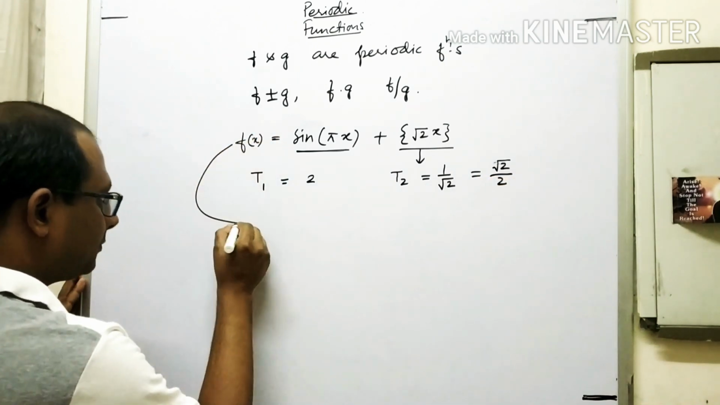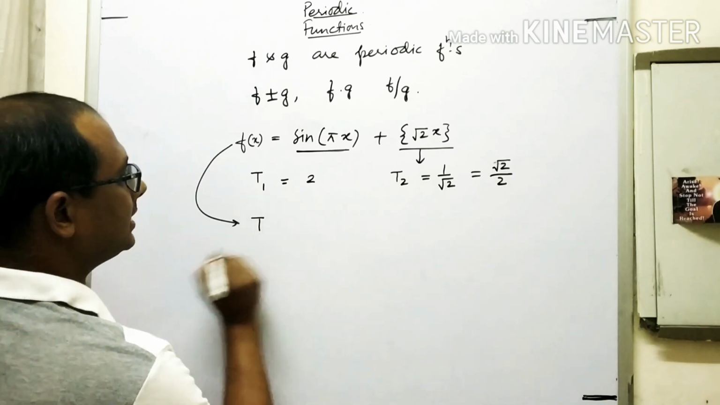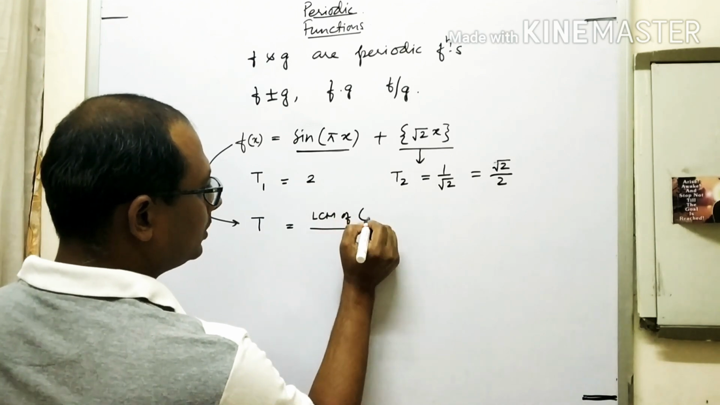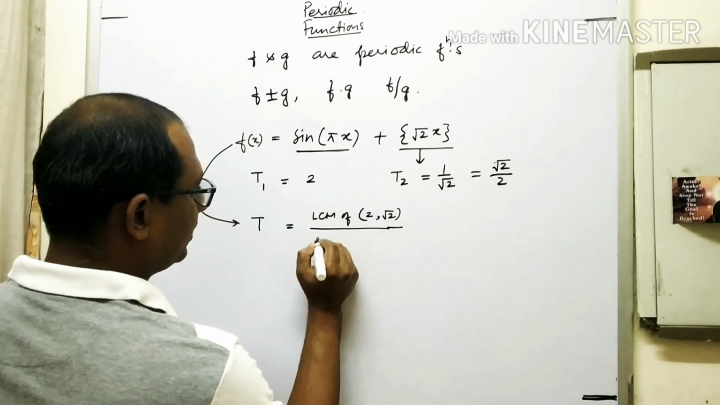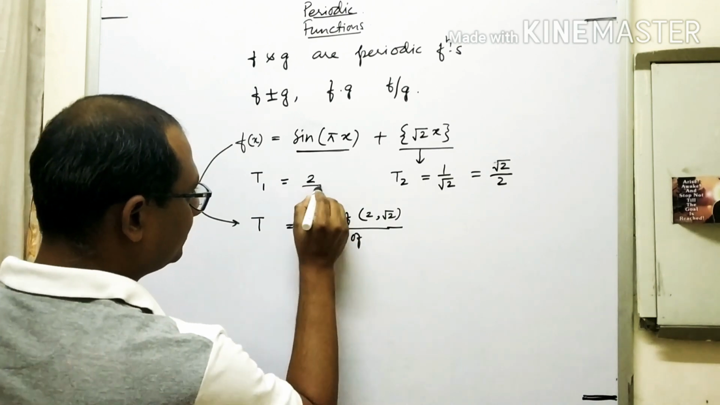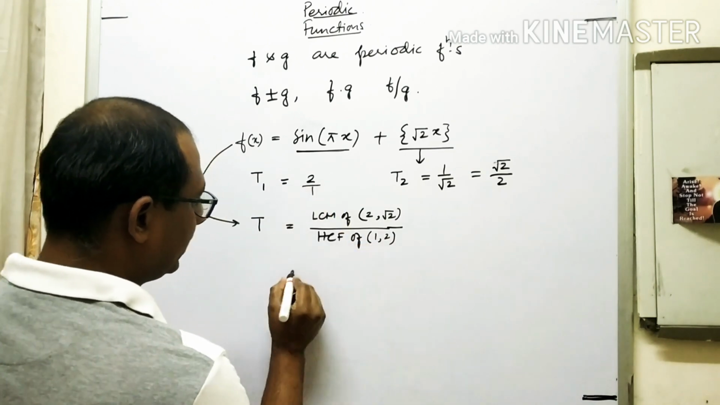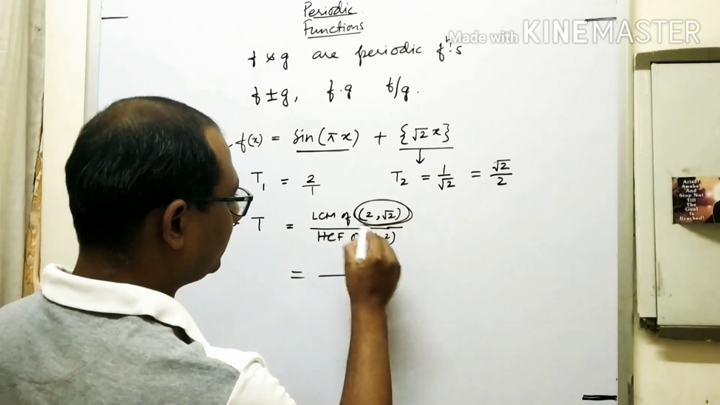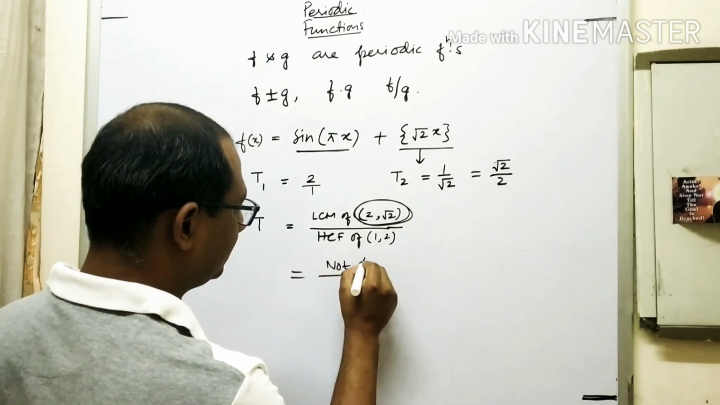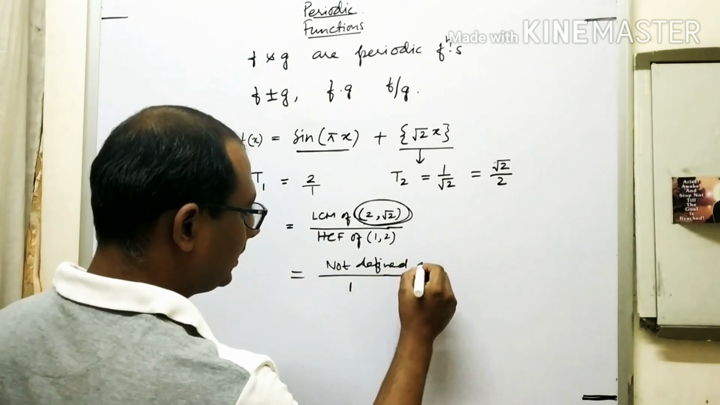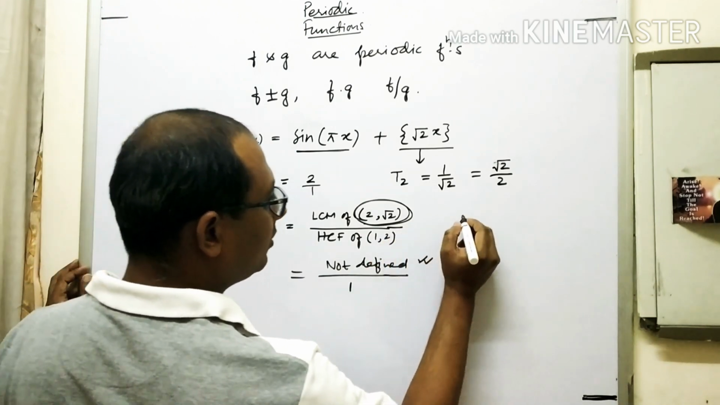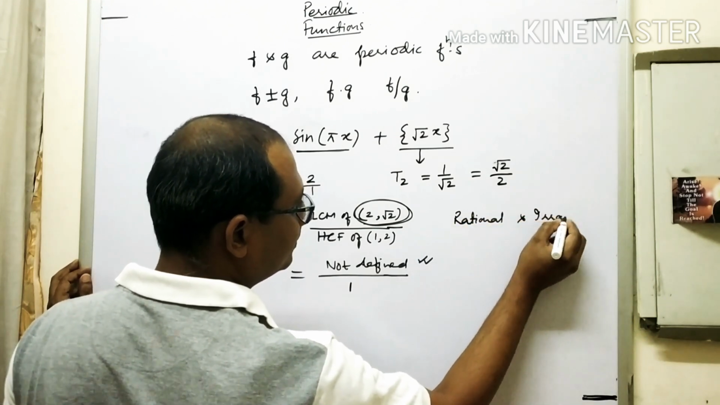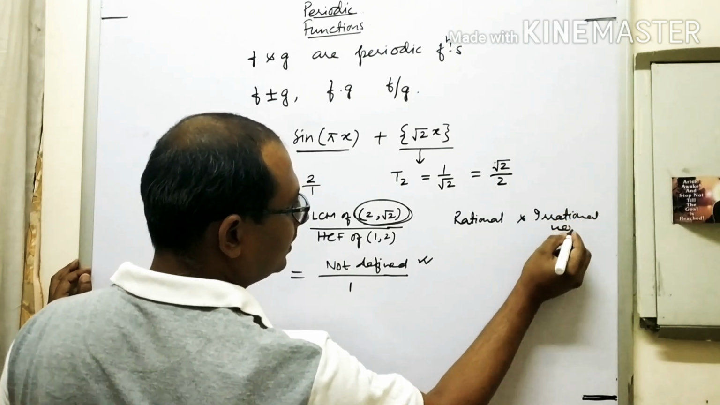So the period of f(x), if I call it T, will be equal to LCM of 2 comma root 2 divided by HCF of 1 and 2. HCF of 1 and 2 is 1. Now the LCM of 2 and root 2 is not defined actually. Here we have to learn one thing. The LCM of one rational number and an irrational number does not exist.